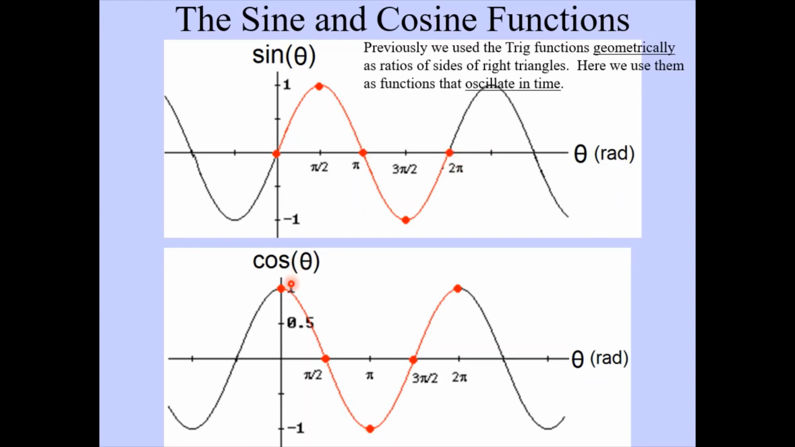This is a cosine function. Notice they have the exact same shape. The only difference is they are out of phase. The cosine function starts at a peak at 1 and drops down, whereas the sine function starts at 0 and goes up. But both of these represent sinusoidal motion, and we're going to see that in the next couple of examples.